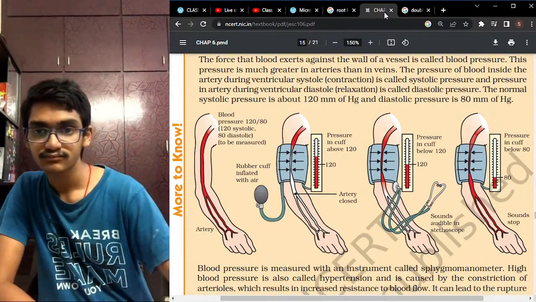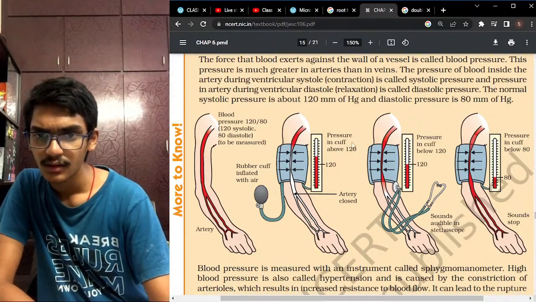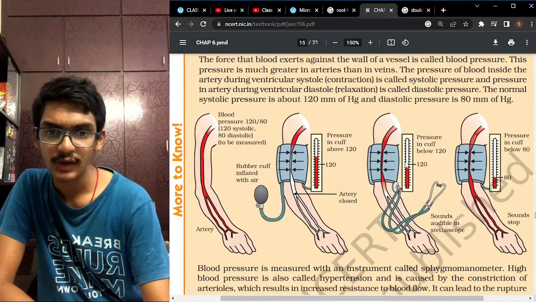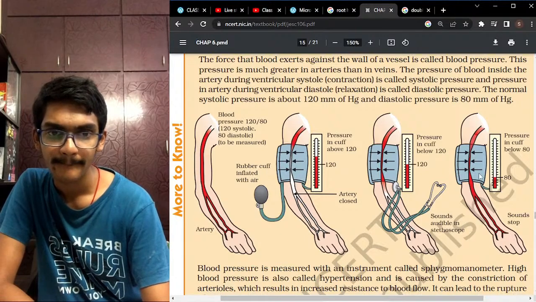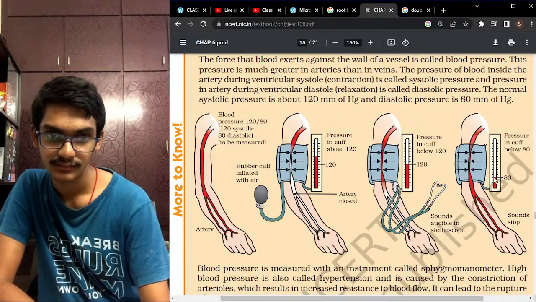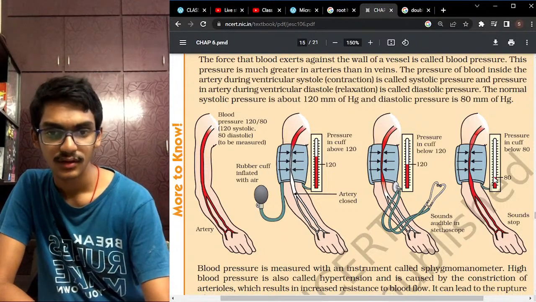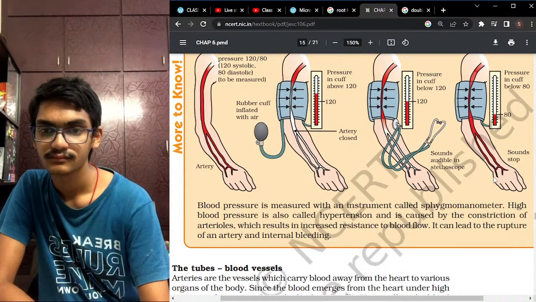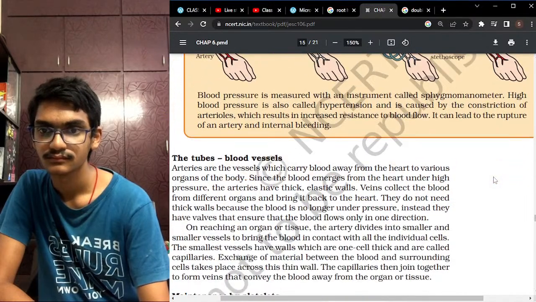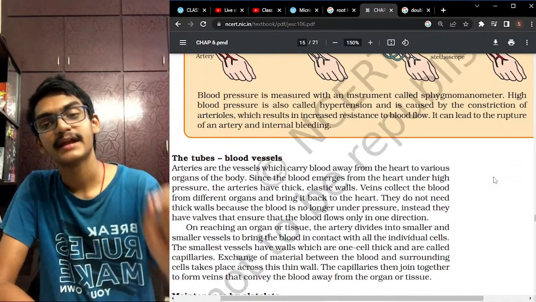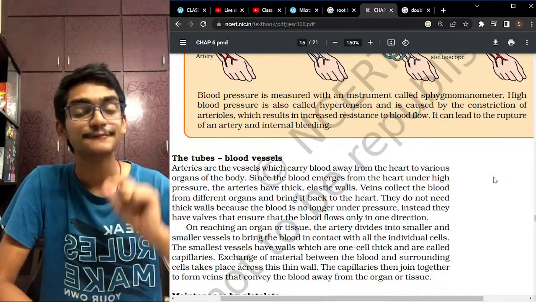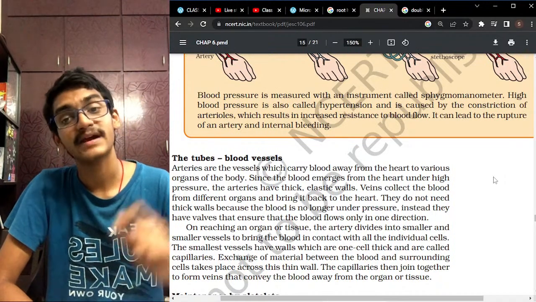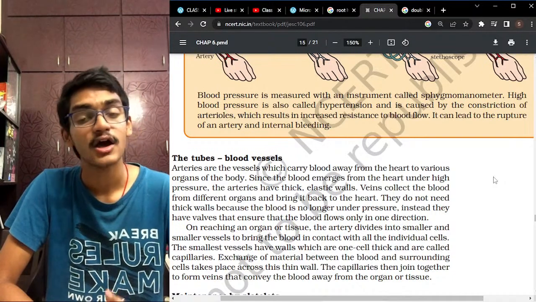If you see these pictures properly, here it is exactly at 120, and here it is exactly at 80. So this is the reading that it should show. We can measure the blood pressure with the help of an instrument called a sphygmomanometer. A sphygmomanometer is an instrument used to measure the blood pressure of a body.